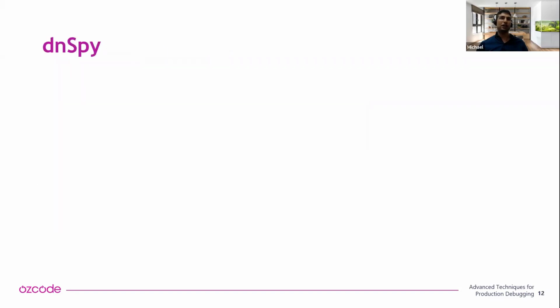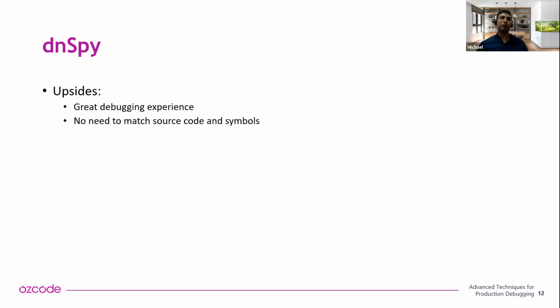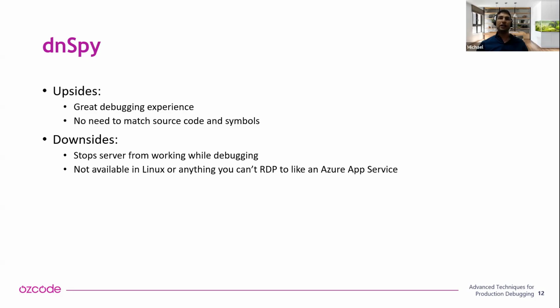Okay, so moving to dnSpy, the upside is it provides a great debugging experience. It's absolutely wonderful. You don't need source code and symbols. It decompiles the code. The downsides: the biggest downside is it stops the server from working while you're debugging. True for every debugger, not just dnSpy. Not available in Linux. It's a Windows program. Or in an Azure App Service or anything that you can't remote desktop to. It doesn't have a command line interface like WinDbg. Okay, so I'll show you one more tool.